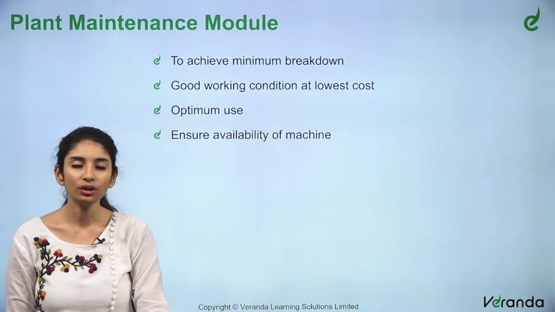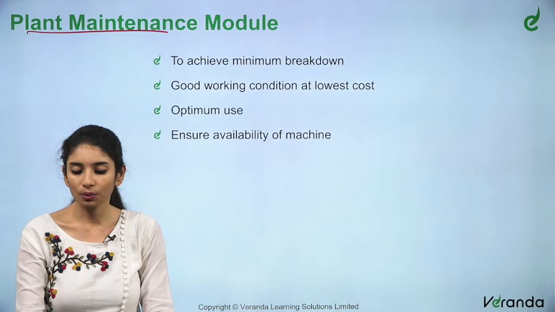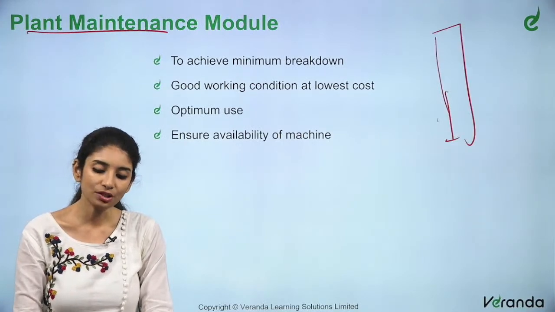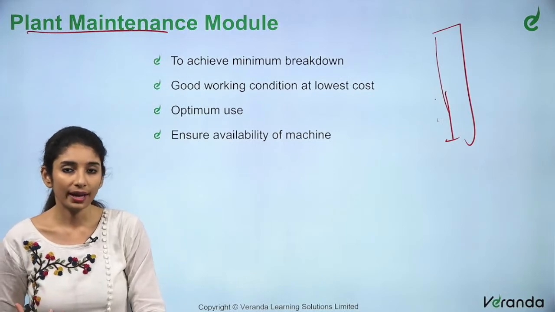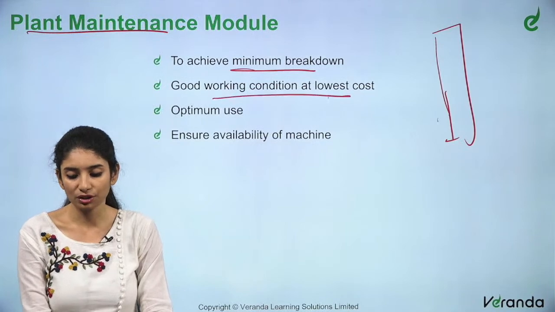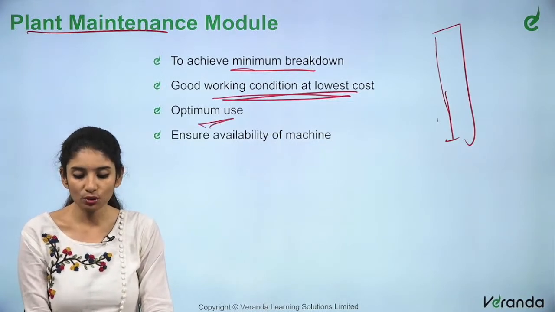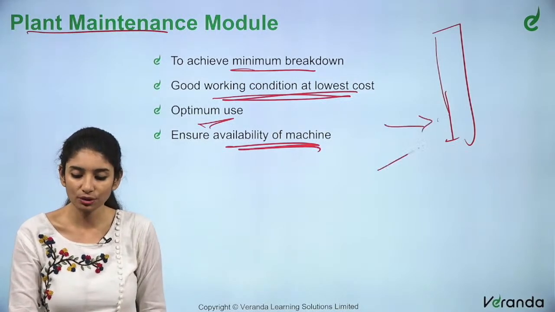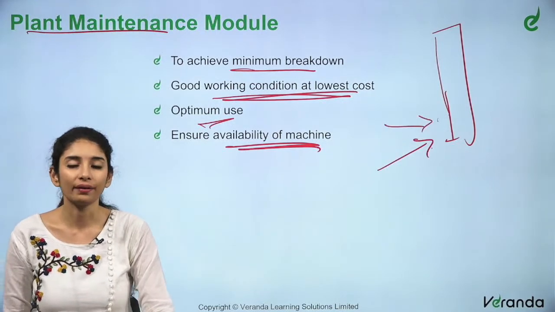Plant maintenance module. In case there is big machinery, that machinery needs to be working at its best, with optimum use to achieve minimum breakdown, good working conditions at a lower cost, and to ensure availability of the machine. It should not be that so many resources are coming together but this machine is not available.